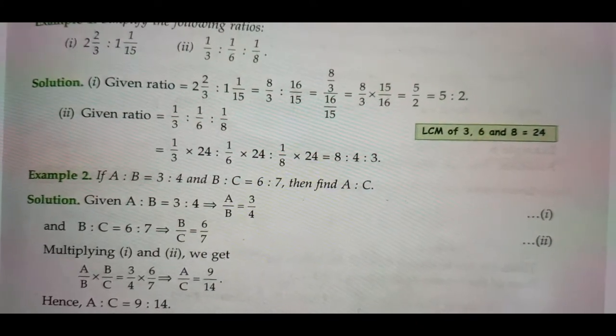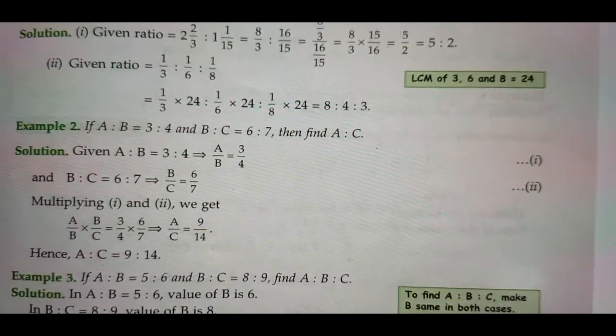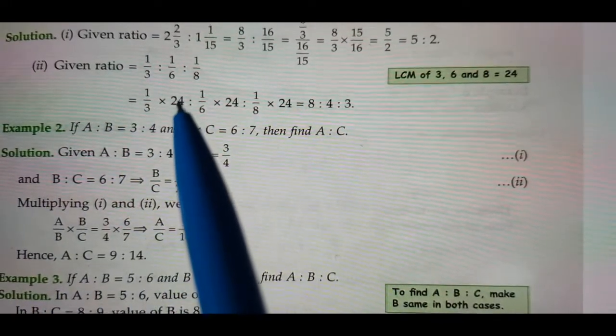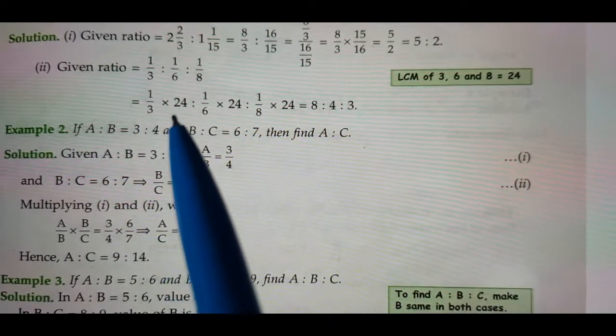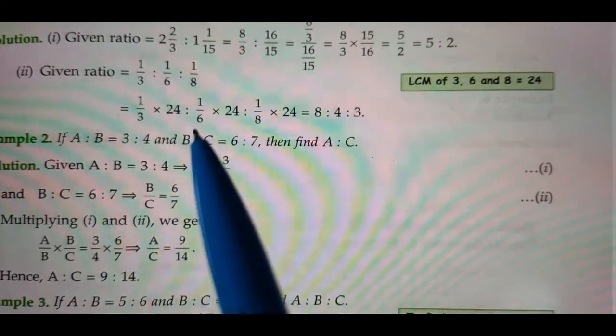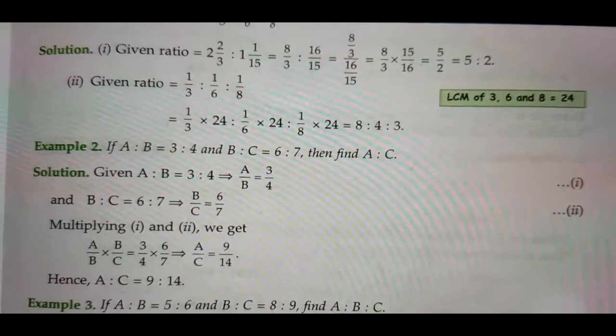Let's deal with the next example. 1 upon 3 is to 1 upon 6 is to 1 upon 8. In such kind of sums, we will find the LCM. So LCM of 3, 6 and 8, when you find out, it will come 24. So that fractional ratio is multiplied by the LCM. 1 upon 3 into 24, 1 upon 6 into 24, 1 upon 8 into 24. When you solve it, 3 8s are 24, 6 4s are 24 and 8 3s are 24. So 8 is to 4 is to 3 will be your answer.